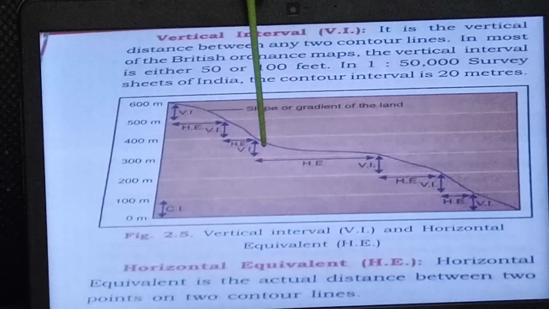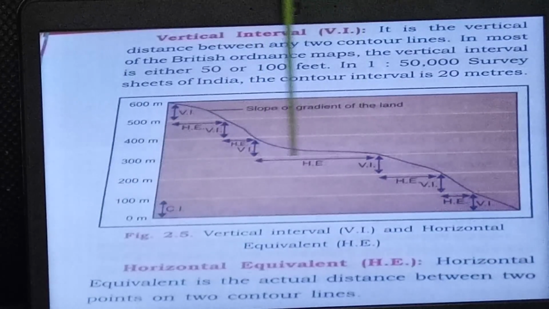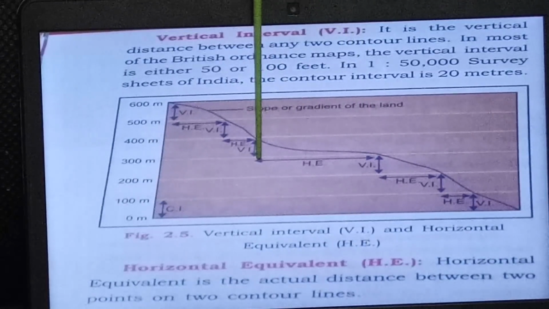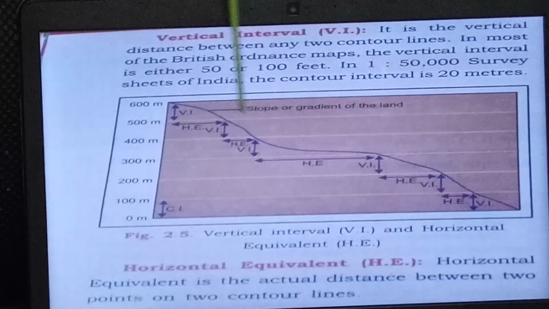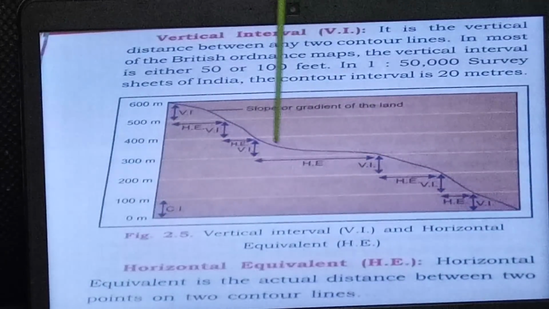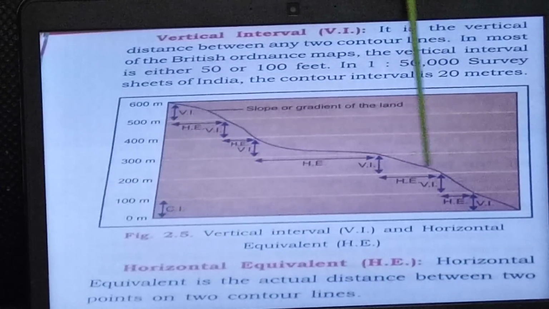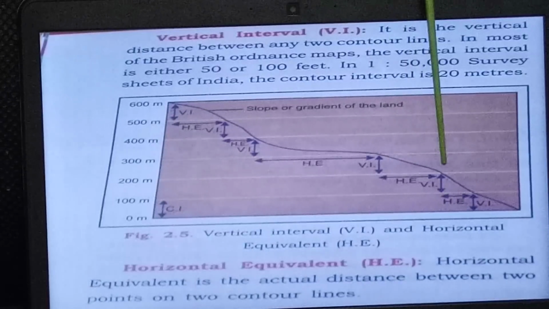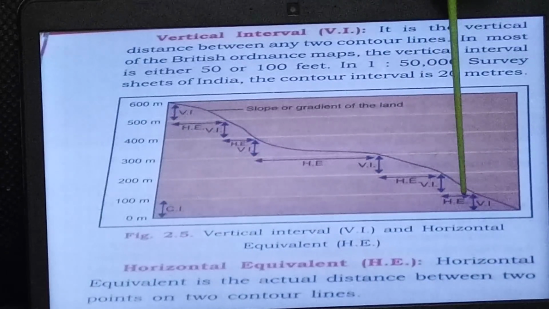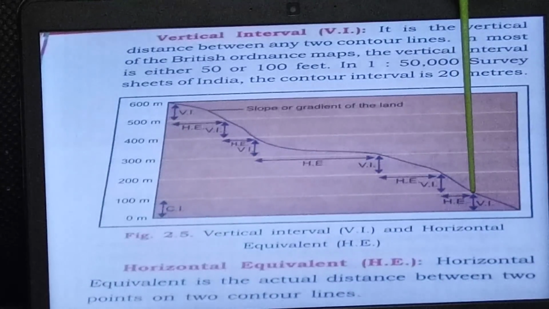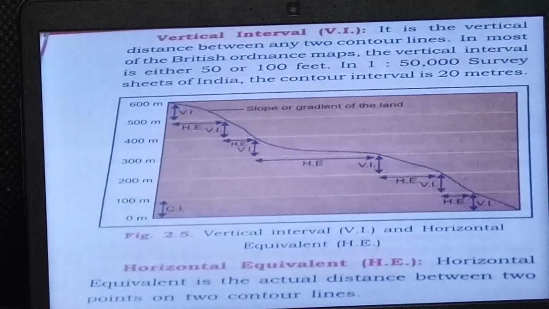Then we come to 300 meters. There you can see that the difference between two turns of the contours, or the horizontal distance between them, has become quite large, and therefore the land becomes gentle, with a gentle slope. Then we come to the next one, 200 meters. Here again it is large, so it is not very steep, not very gentle. And then the last one, at 100 meters, the HE is quite small, therefore the slope is becoming steep. So this is about the vertical interval and horizontal equivalent.